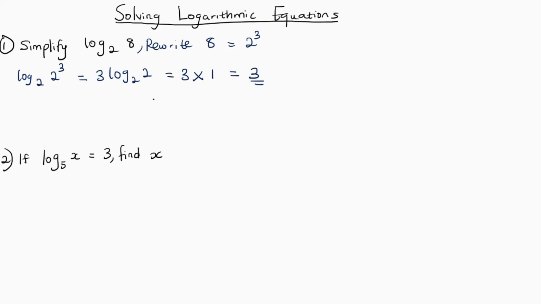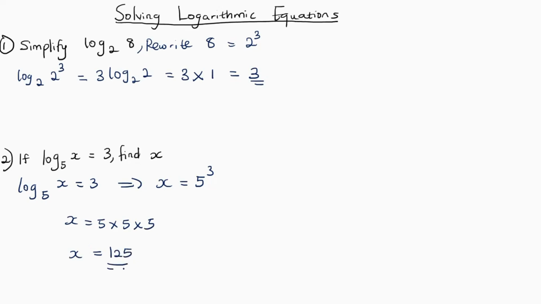Now right here we have this question that says if log 5 of x is equal to 3, we have to look for x. By simply applying the properties of logarithm, log 5 of x equals 3 can be written as the base, which is 5, raised to the power of the exponent. If you simply click onto introduction to logarithm, you are going to find this property there. So this is the same thing as x equals 5 times 5 times 5, and x equals 125. So this is the answer.